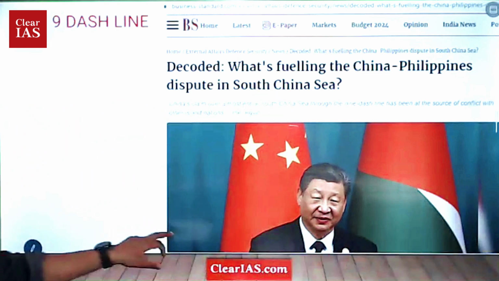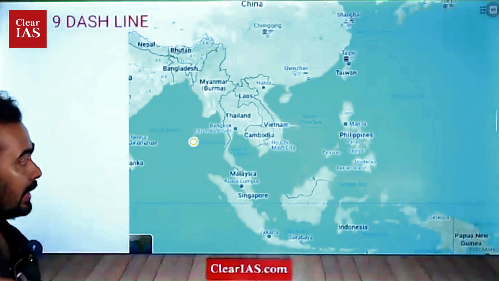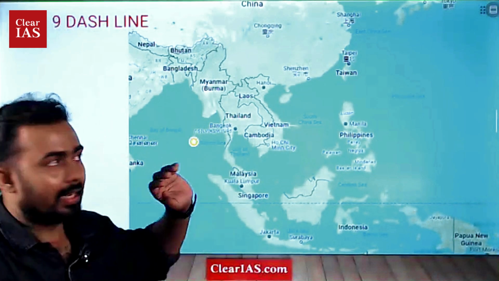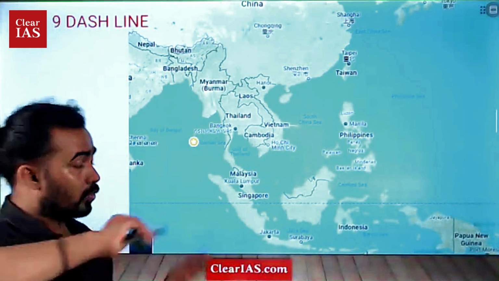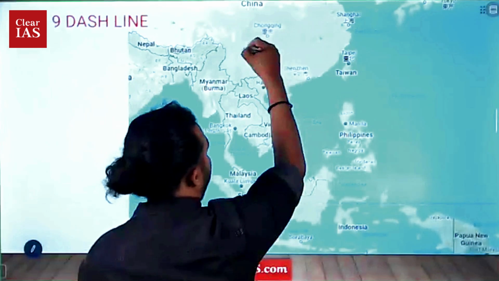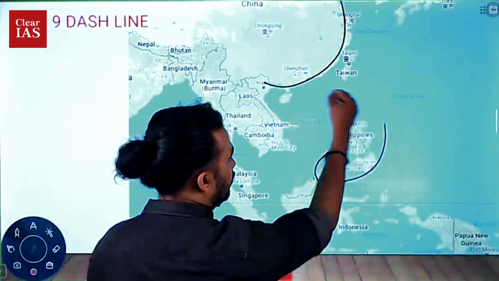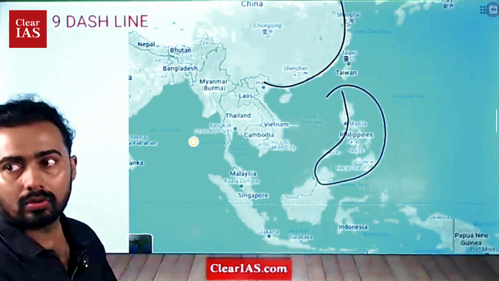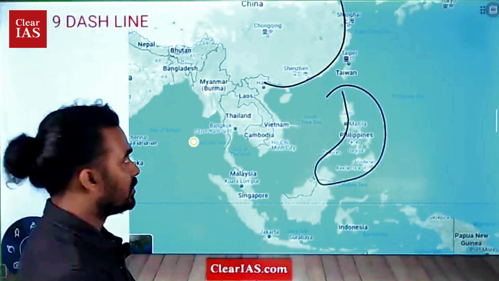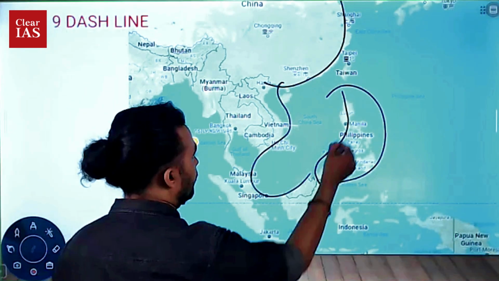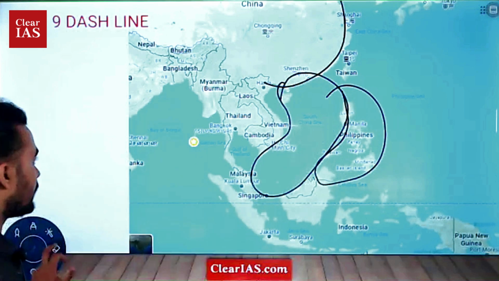We'll look at the map here. So this is the region. This is a screenshot taken from Google Maps. So this is China, and you also see the Philippines here. These two countries want to dominate one area. Which is that area? This area. This area is called the South China Sea.